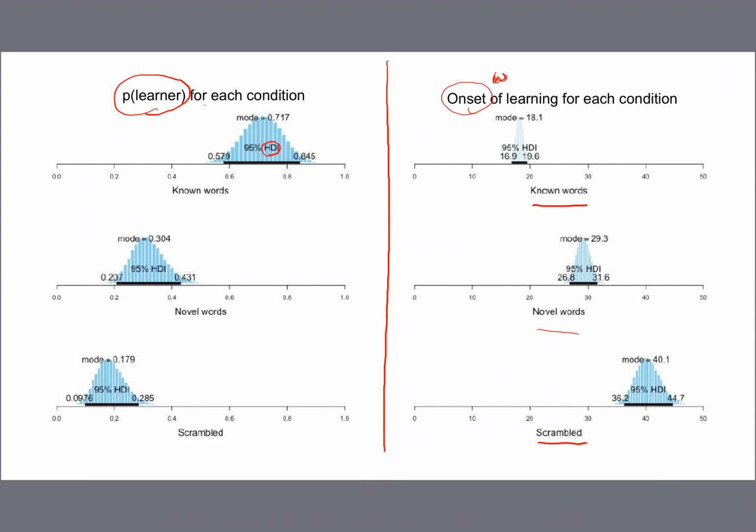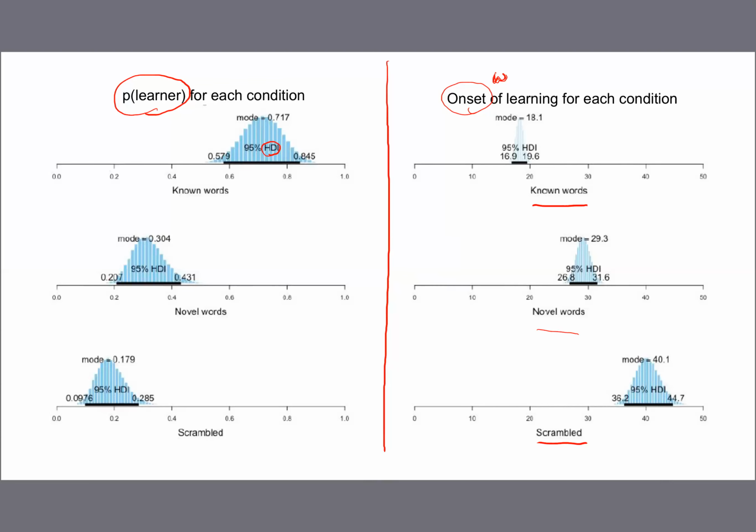Isn't it also that the spread for the known words is smaller because more people were learners in the known words category? Good question. I never know the sample size. Do we ever know the sample size? I'm just saying the probability that they are a learner is higher in the known words category. Oh, you mean, don't you have to be a learner to have an onset of learning for the second half? I see what you mean.